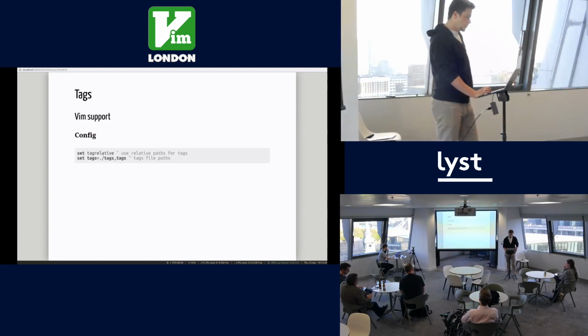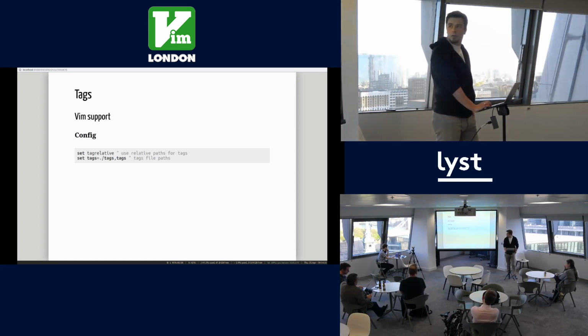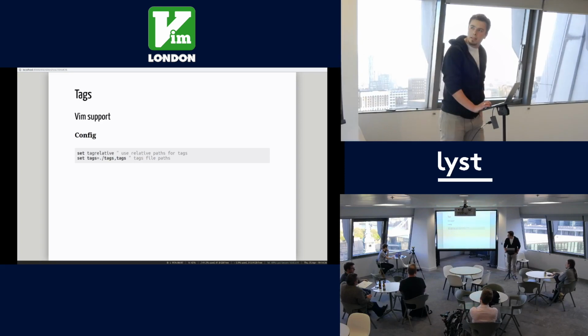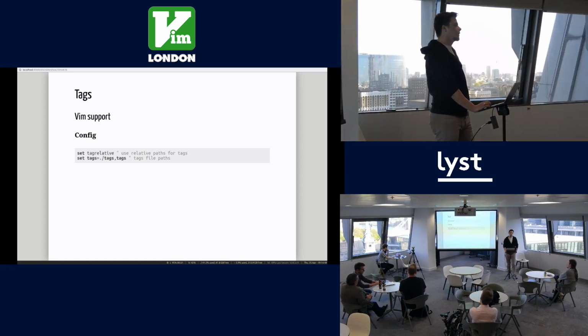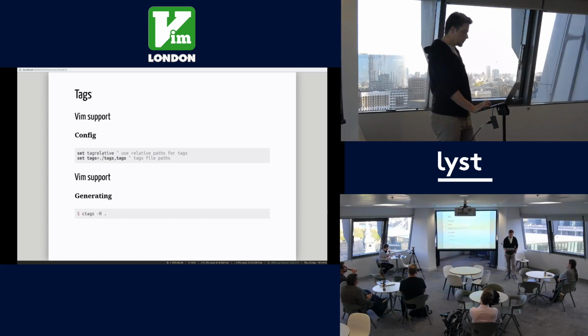It is supported by Vim. You just need a bit of config. Actually, the second line would be enough. Adding the relative option allows searching for the tags file everywhere in the project root. And to generate them, you have to run this command, ctags -R dot.